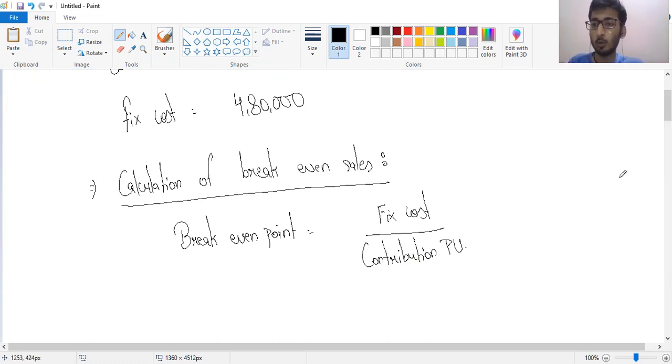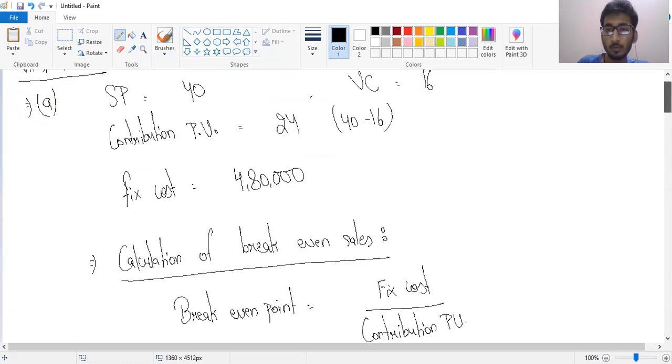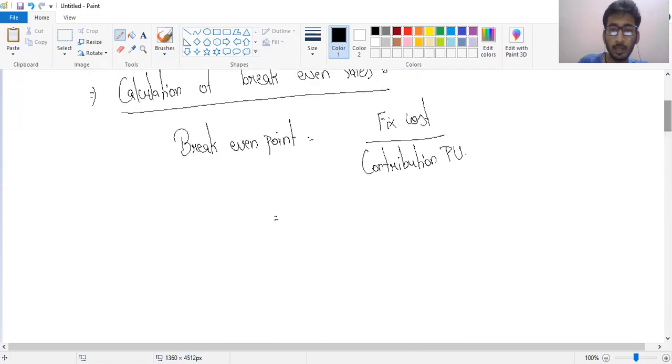And if you want to calculate the break-even point in value, you just need to do fixed cost divided by PV ratio. By using the PV ratio, you can get the break-even in sale value. But what we'll do is calculate the break-even in units and then convert it to sale value. So for the break-even point, what is fixed cost? Fixed cost is 4,80,000.